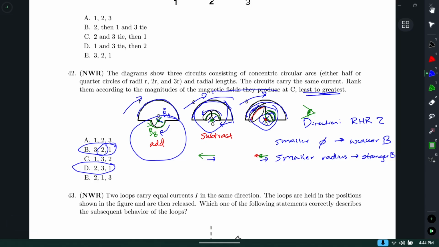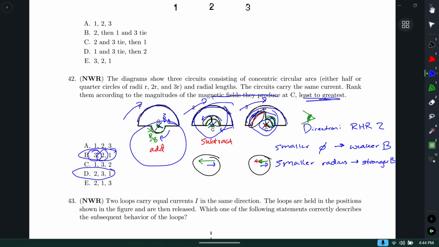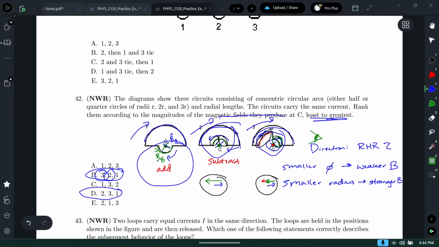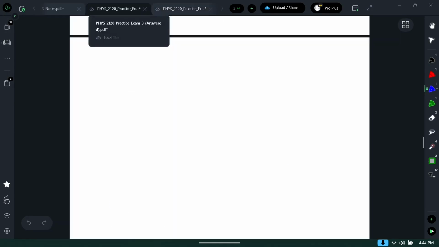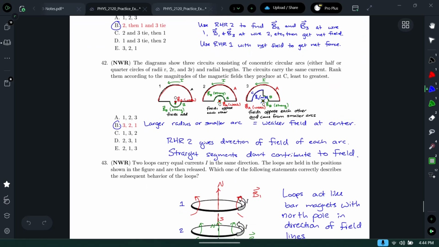And so I think I'm getting overall a weaker net field out of this last one compared to this one. So I think that 3 should be the weakest field, and so it would be first in this ranking. I'm going to come back over here and see if I did that right. Yeah.